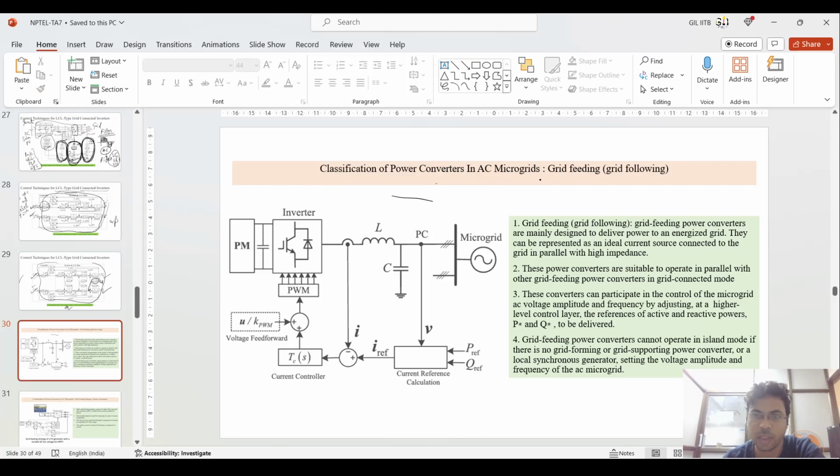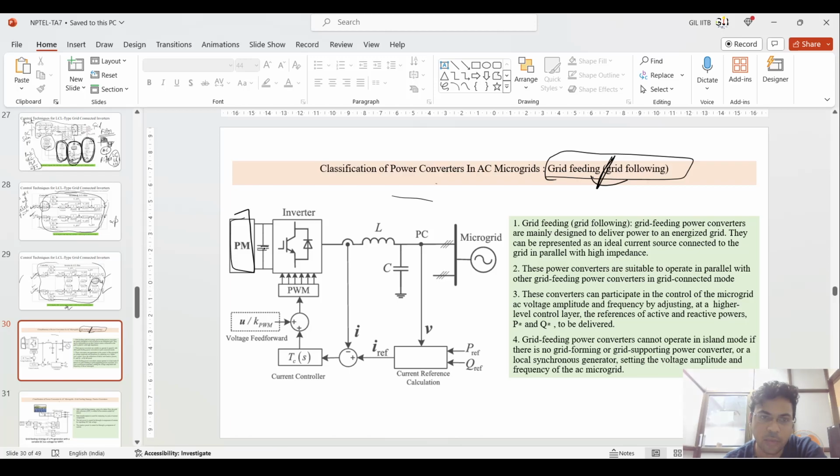The first is the grid feeding mode. Grid feeding or grid following, that is the same, both are the same. Okay, what I am showing you here is the grid feeding or grid following. Suppose you have a certain DC generation source.